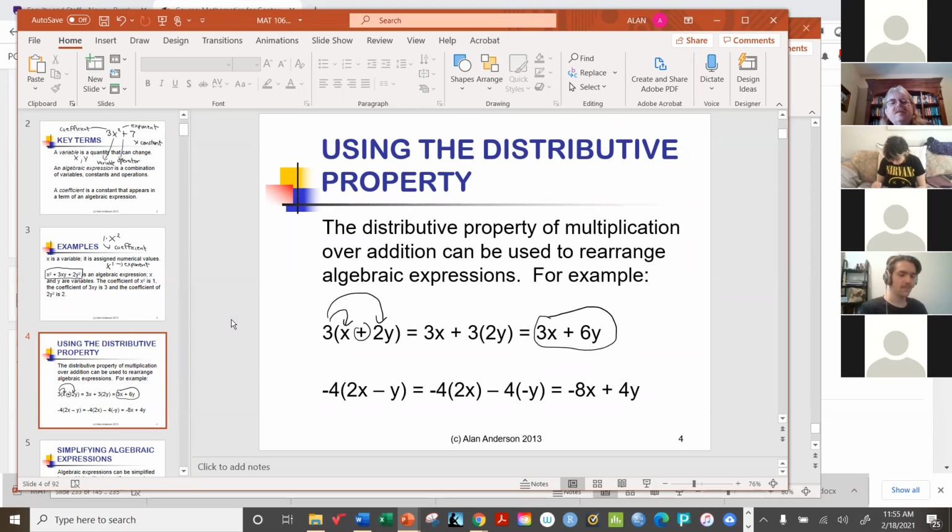In the second case, I have to be very careful with this negative. First, I have negative 4 times 2x minus 4 times negative y. So I ultimately end up with negative 8x plus 4y.